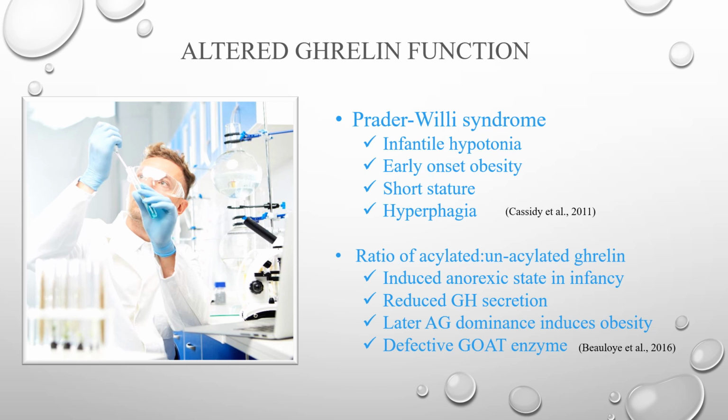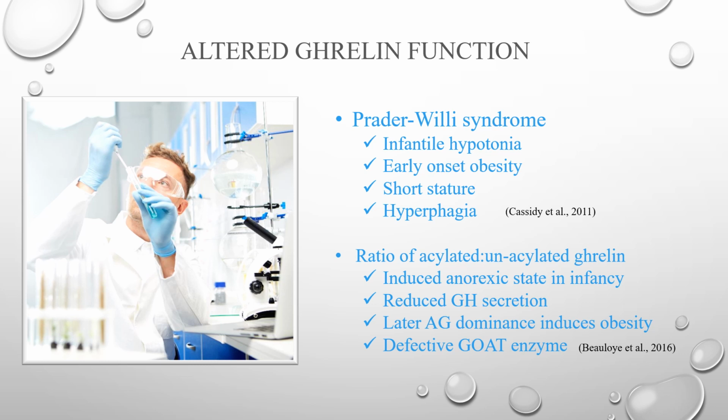Beaulieu and others in 2016 proposed that it is the ratio of unacylated to acylated ghrelin and the change in this ratio that occurs with age that contributes to this syndrome. The high level of unacylated ghrelin induces an anorexia-like state in early development. In turn, the low level of acylated ghrelin, which is the form that signals hypothalamic and anterior pituitary pathways, results in reduced growth hormone secretion.